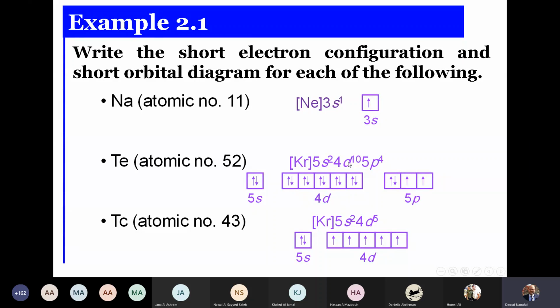Now 4d10. For d10, I have 10 electrons to be filled. So I start to fill 1, 2, 3, 4, 5. Then I redo the cycle 6, 7, 8, 9, 10. And pay attention, in each box, the two arrows should be in opposite directions. This is the Pauli exclusion principle. And the same for Tc with Z equals 43.